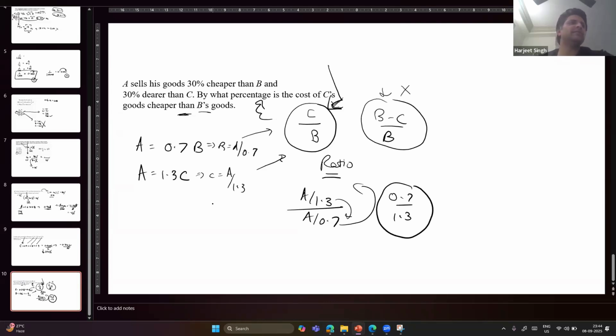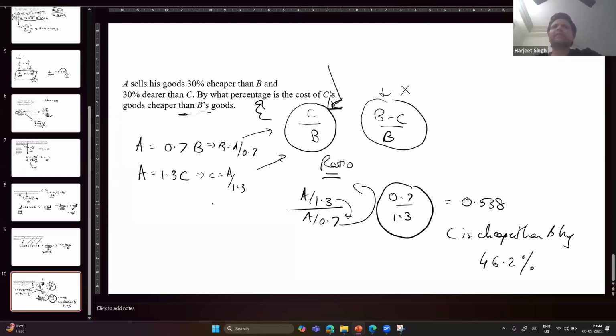And what is that? 0.538. So hence can I say C is cheaper than B by 46.2%? 1 minus 0.538, correct?